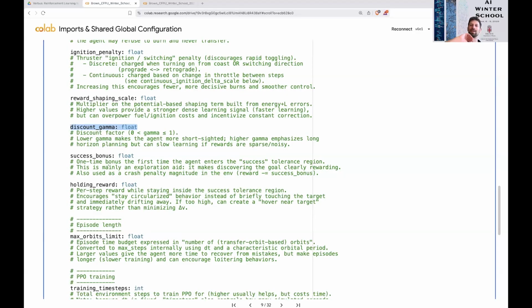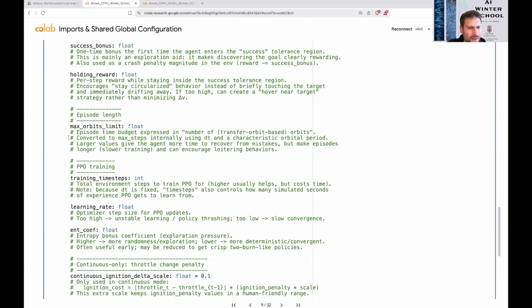Success bonus is just a one-time reward for getting in that tolerance region. This helps the training process see clearly when it got into the tolerance region. That's why we have those wide tolerance bands. We get a one-time bonus once we get a trajectory that makes it into those, and then we get a bonus for staying inside the tolerance region, an extra incentive for the agent to stay in the desired orbit.